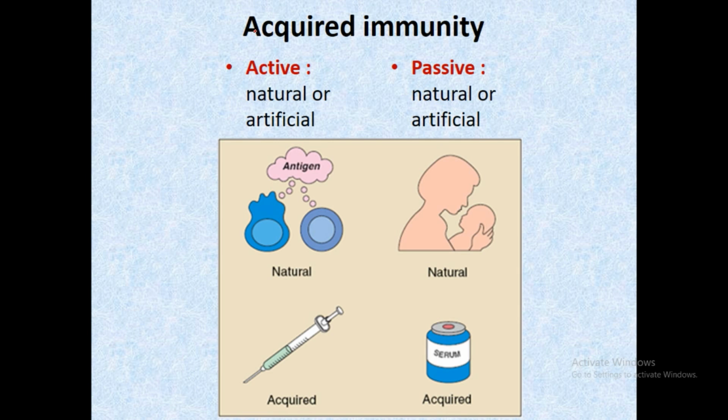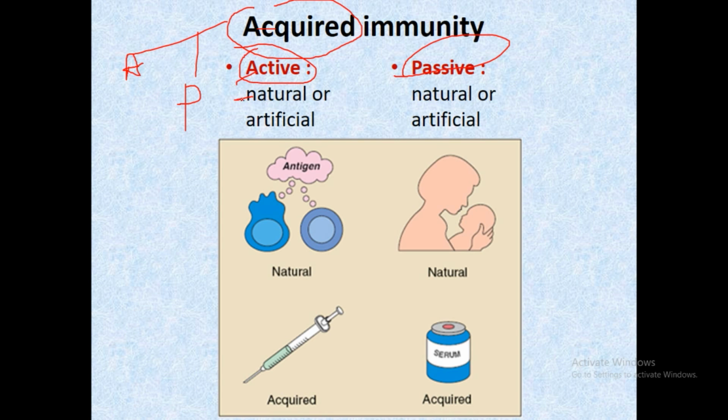So now the second one is the acquired immunity. Acquired immunity is of two types, active and passive. So this is the active acquired immunity and this is the passive acquired immunity. Alright. Now again both this active and passive immunity are divided into natural and artificial immunity.